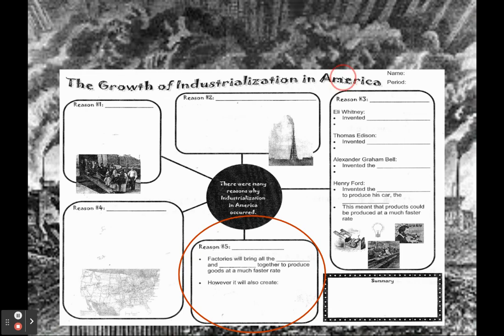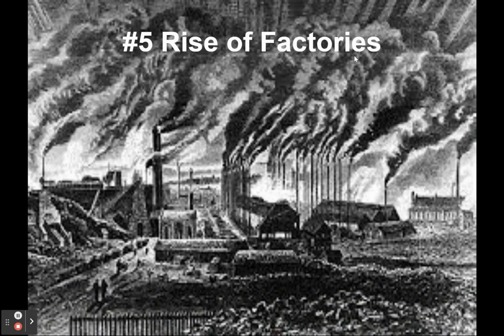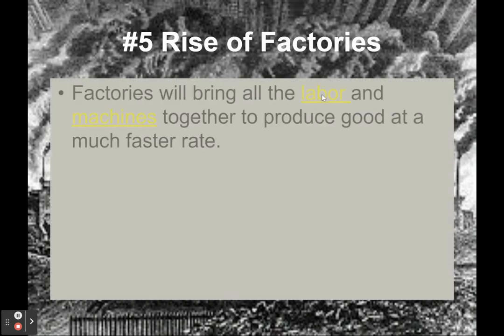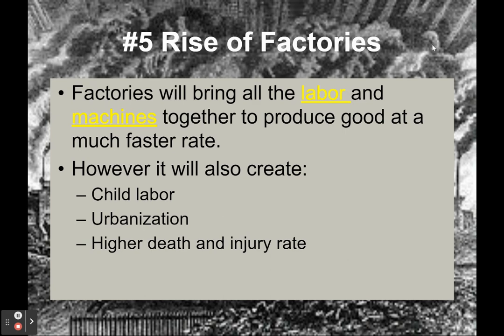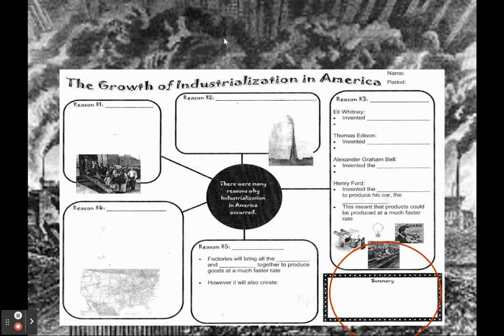All right, now we're on to reason number 5. Reason number 5 is the rise of factories. Factories bring all the labor and machines together to produce goods at a much faster rate. It would also create child labor, which is not such a great thing, and urbanization, which is another not great thing we're going to look at, and a higher death and injury rate before we had protections for workers.